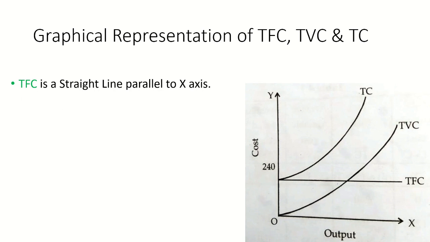First point is, TFC is a straight line parallel to the x-axis, because TFC means total fixed cost. It is always fixed. It is fixed at 240, so there is a straight line. We can say that it is a straight line parallel to the x-axis.